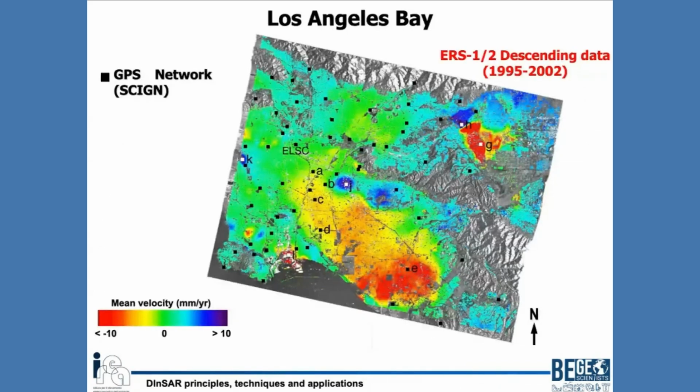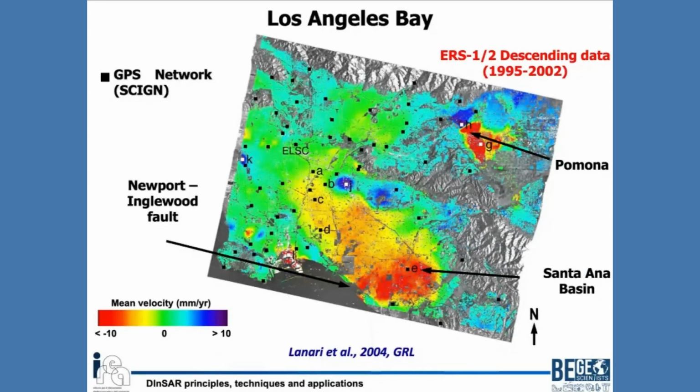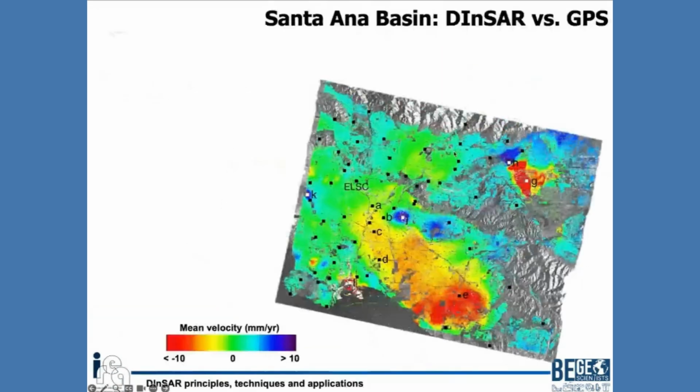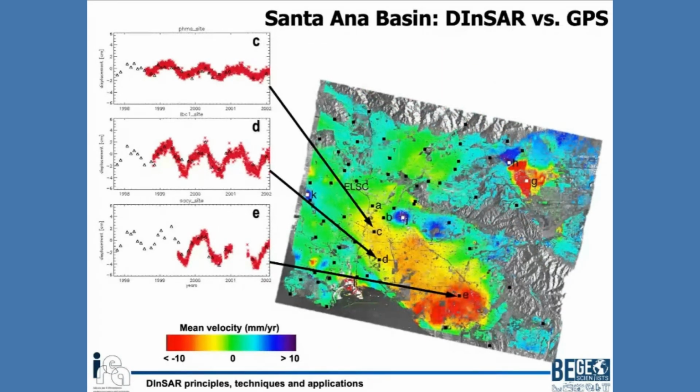Okay. And another example is over the Los Angeles Bay, which is, let me say, a wonderland for interferometry, because you have the Newport-Inglewood Fault, you have the Santa Ana Basin, you have Pomona with the oil extraction. So you can also retrieve, for example, for the Santa Ana Basin, the seasonal behavior of the formation due to the recharge of the basin, and also during the summer the subsidence due to the extraction of the water, and so on.